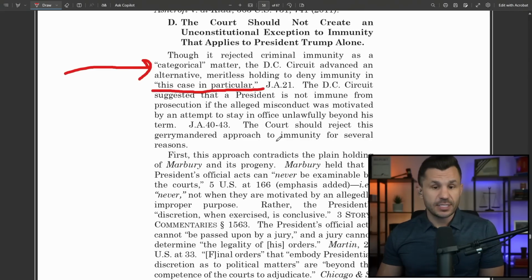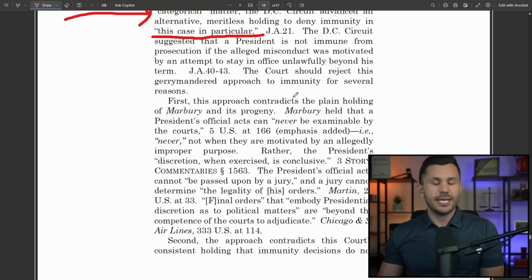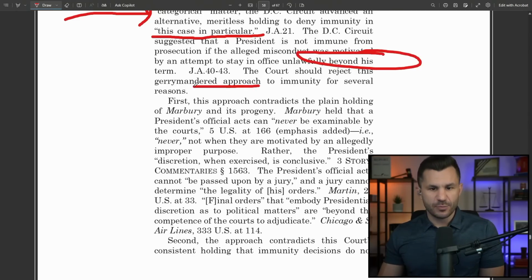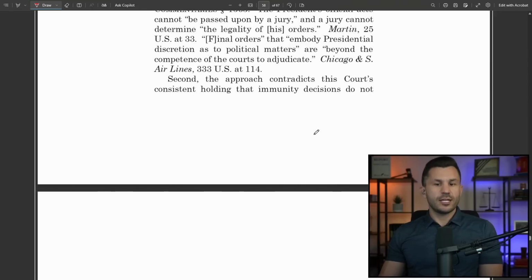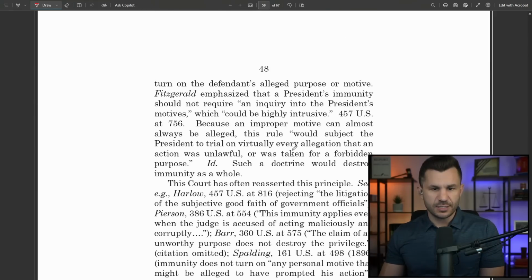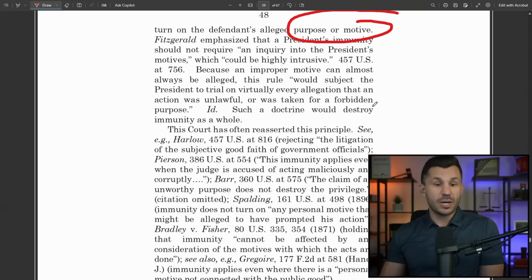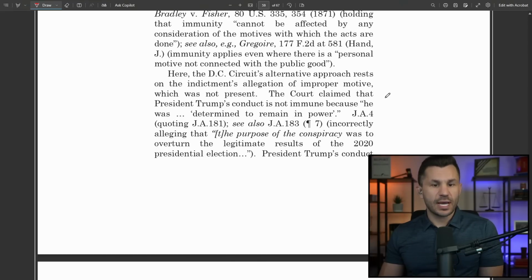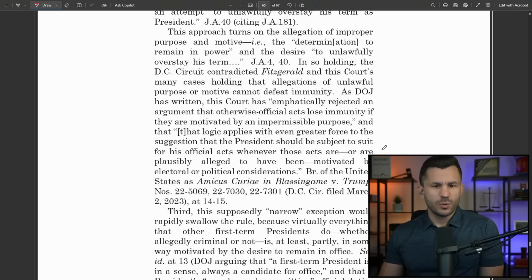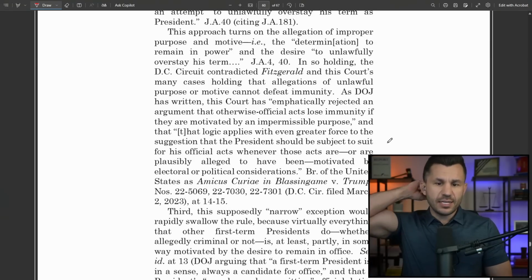Chutkan and the D.C. Circuit said that a president is not immune from prosecution if part of the motivation was that he wanted to stay beyond his term. The court should reject that gerrymandered approach for several reasons. One, obviously, it disagrees with Marbury. Marbury said you can never examine, and the president has discretion. And second, that approach contradicts this court's holding that immunity decisions do not turn on their purpose or motive. Improper motive is almost always alleged, so if you decided to say that, everybody would say it every time, no one would have immunity at all. Now, the D.C. Circuit rests on their allegation of an improper motive. They said he wasn't immune because he had an improper motive. But the D.C. Circuit, when they ordered this, contradicted Fitzgerald.